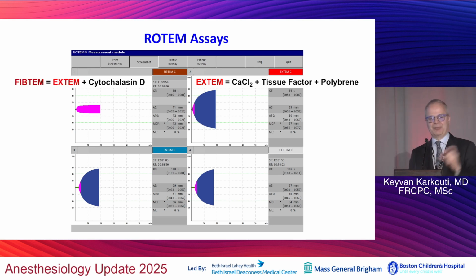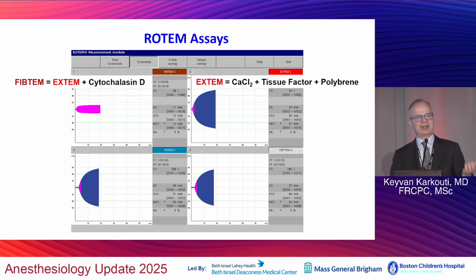FIBTEM is the same as EXTEM, except it's got an antiplatelet agent in there to eliminate the influence of platelets on clot formation. So if you look at the FIBTEM and the EXTEM together, you get an idea of how much of your clot formation is due to fibrinogen levels or platelet counts. Importantly, the activators here inhibit or mask platelet inhibition. So if you think you're going to identify platelet dysfunction with viscoelastic assays, you're not. You could have a perfectly normal viscoelastic assay and severe platelet dysfunction. As long as the platelet count is good, you're going to get a normal ROTEM, which is why I think in areas where you do have platelet dysfunction, it's important to actually measure platelet function.